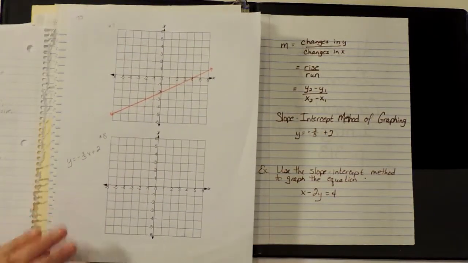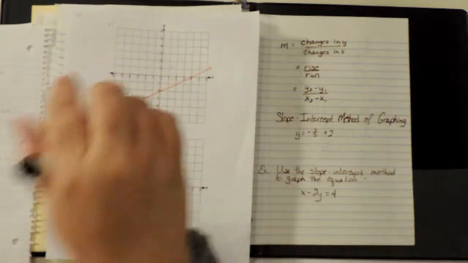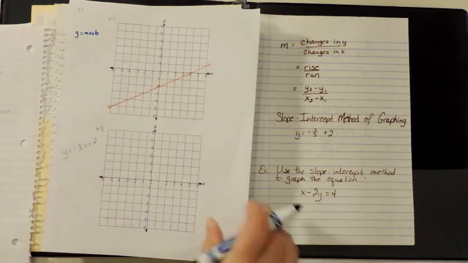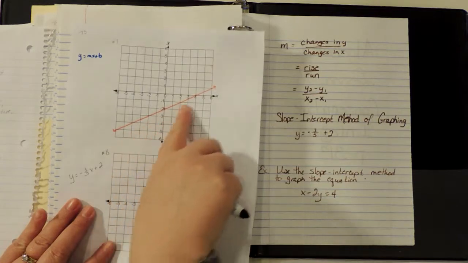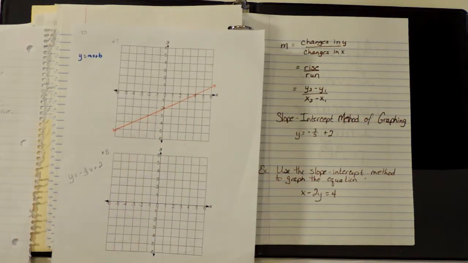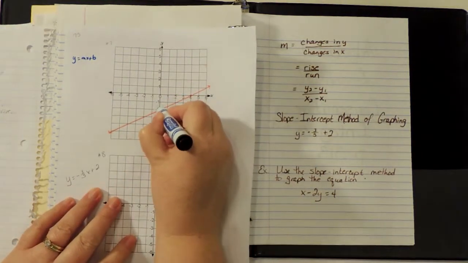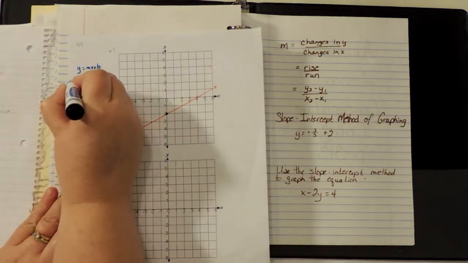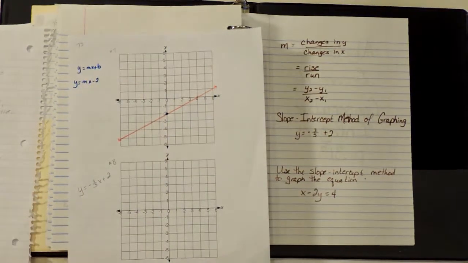Okay, here's another one. Let's look at this line. We want y equals mx plus b. We look at this line, we see that as x increases, the line is going uphill. So this is going to have a positive slope. We can see that where x equals 0, y equals -2. So our b is -2. So we have y equals mx minus 2.